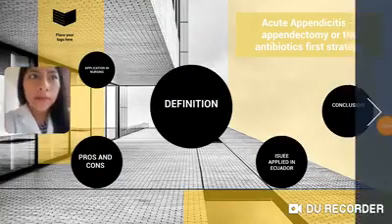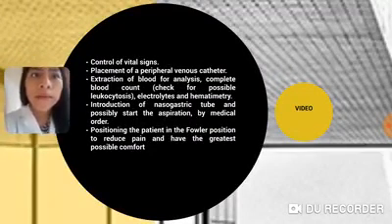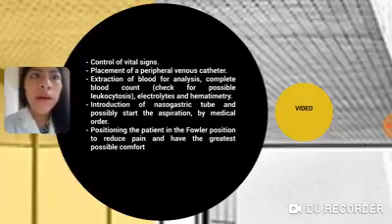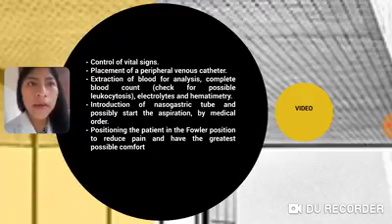Application in nursing. Control of vital signs, placement of a peripheral venous catheter, extraction of blood for analysis, complete blood count, check for possible leukocytosis, electrolytes, and hematimeter, introduction of nasogastric tube, and possible start the aspiration by medical order. Positioning the patient in the Fowler position to reduce pain and have the greatest possible comfort.